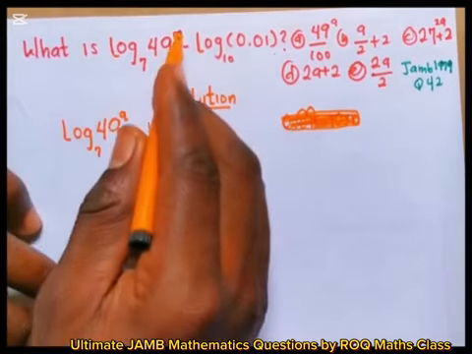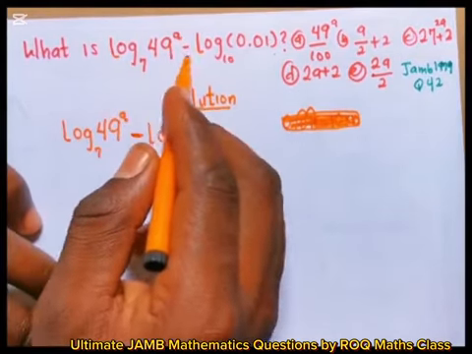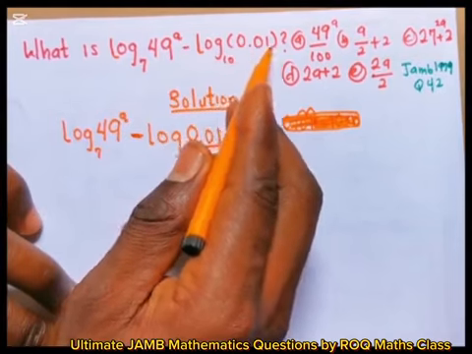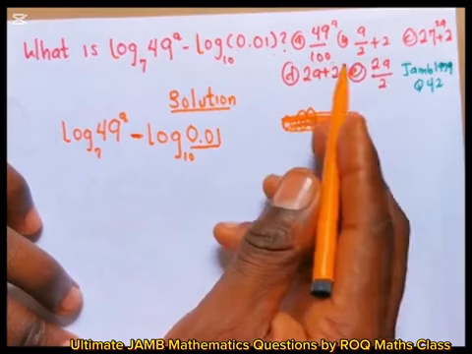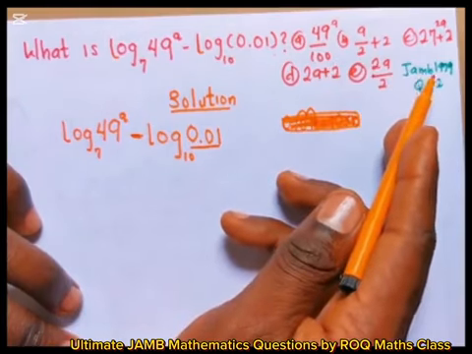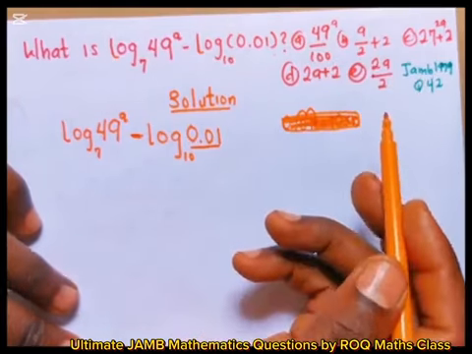What is log of 49 to the power of a base 7 minus the log of 0.001 base 10? And we are given the following options. JAMB 1979, question 42.